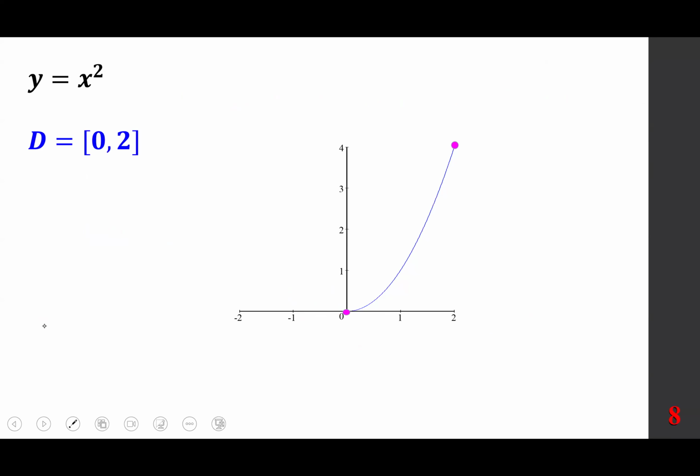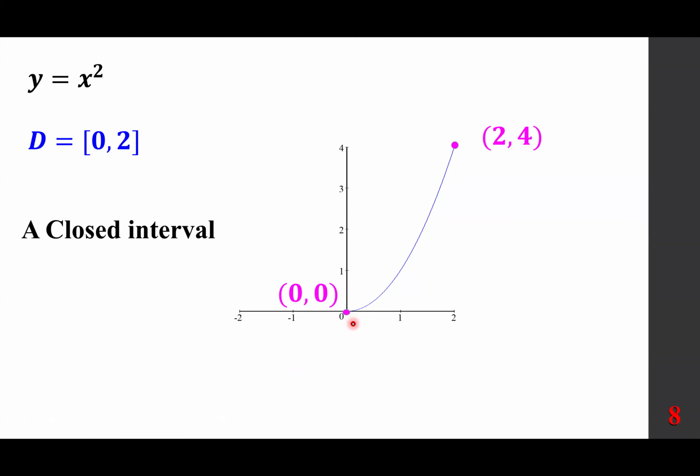Now, what happens here, we look at the same function, but we restrict it from 0 to 2, which is clearly a closed interval. That means the endpoints are included. Now, clearly this point, (0, 0), is the absolute minimum, and this point, (2, 4), is the absolute maximum. By the way, how did we get 4? If you put 2 into this function, you get 4.